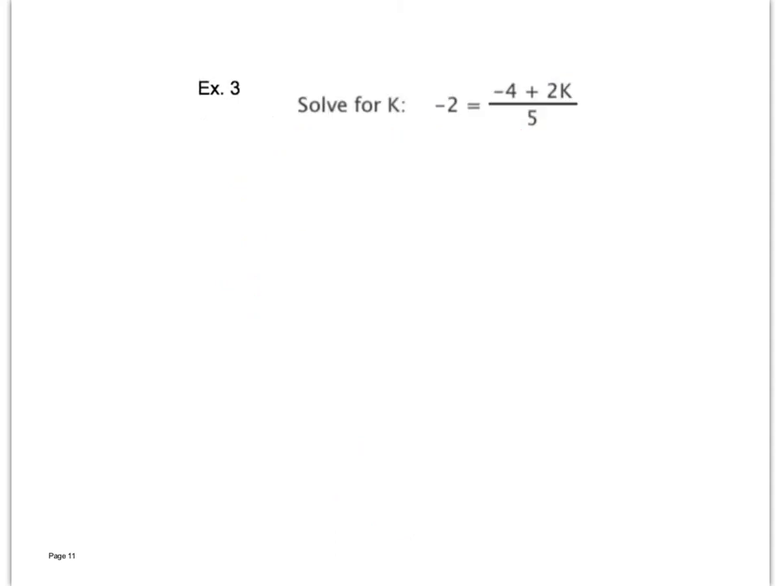Now, this one is the same. It looks weird, but it isn't. Now, I guess I could have done these on the last one. Put that in parentheses. I like to make this into a fraction because now it's just a cross multiply problem. I make the negative 2 into a fraction just by making it negative 2 over 1, right? We did that with slope a lot. So now I can cross multiply to solve this.